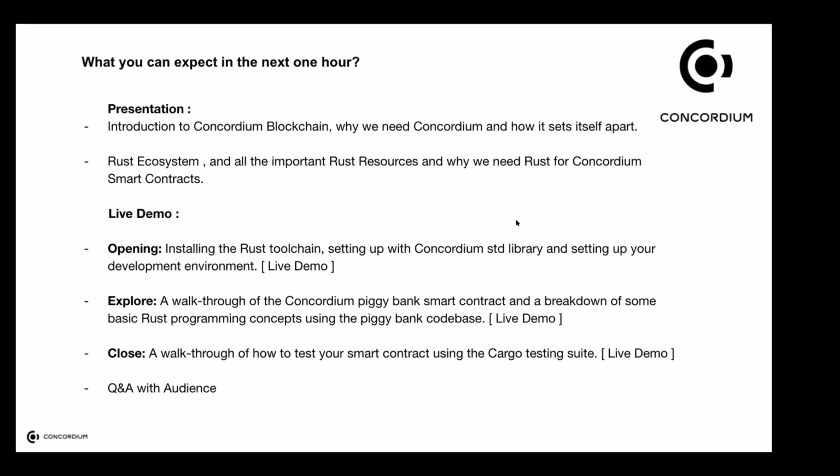So yes, like I mentioned, this whole presentation is divided into two parts: the presentation and the live demo. The live demo is mainly going to consist of an introduction to the Rust toolchain, setting up the Concordium standard library, and things like that. And also, you're going to have a walkthrough of the Concordium Piggy Bank smart contract and a breakdown of certain basic Rust programming concepts which are used in the Piggy Bank code base.